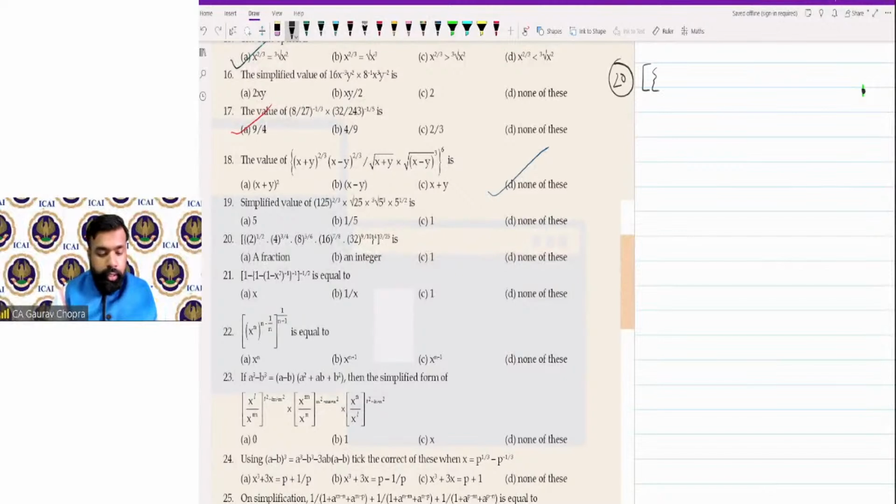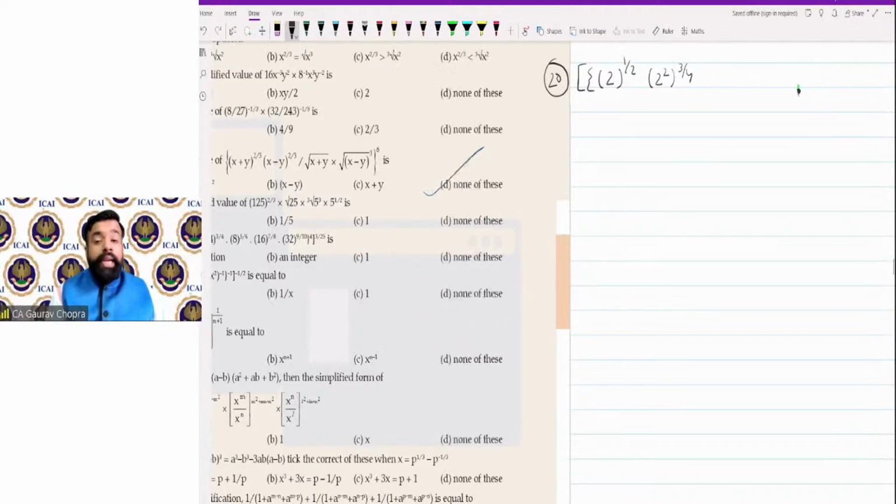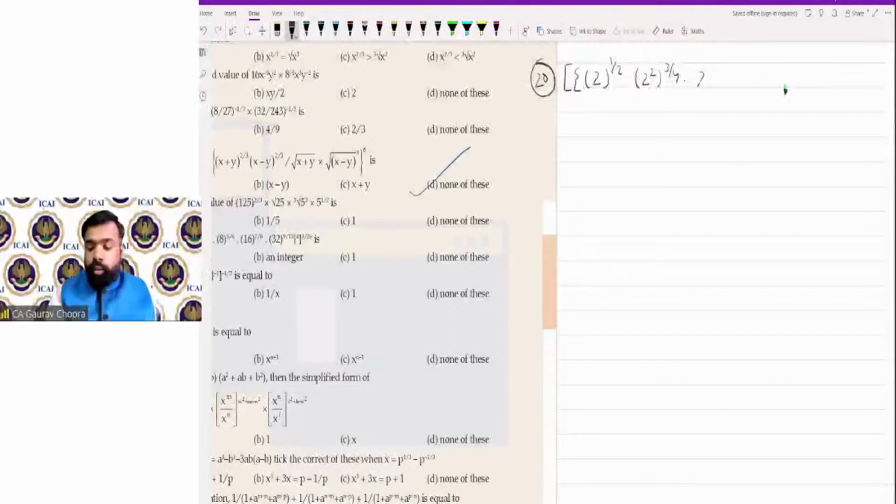Square bracket, then curly bracket, 2 to the power of half, 4 to the power of 3 by 4. So 4 can be written as 2 square. I am writing directly 2 square to the power of 3 by 4. 8 can be written as 2 cube. So 2 cube to the power of 5 by 6.